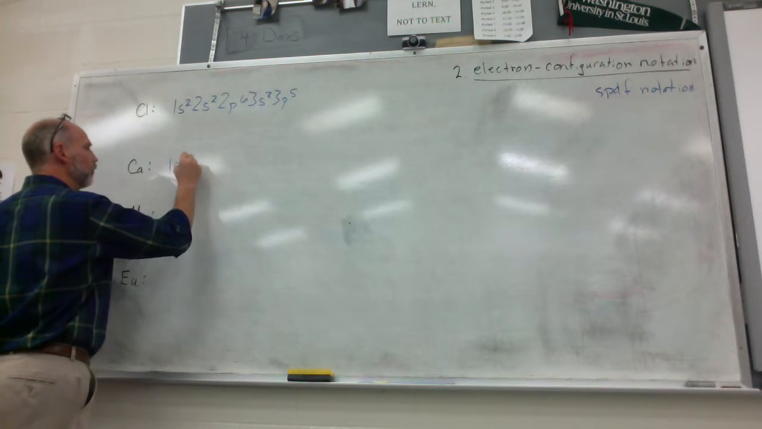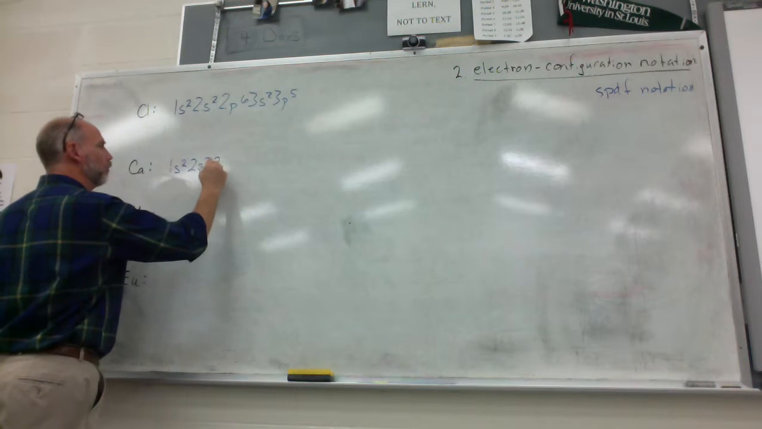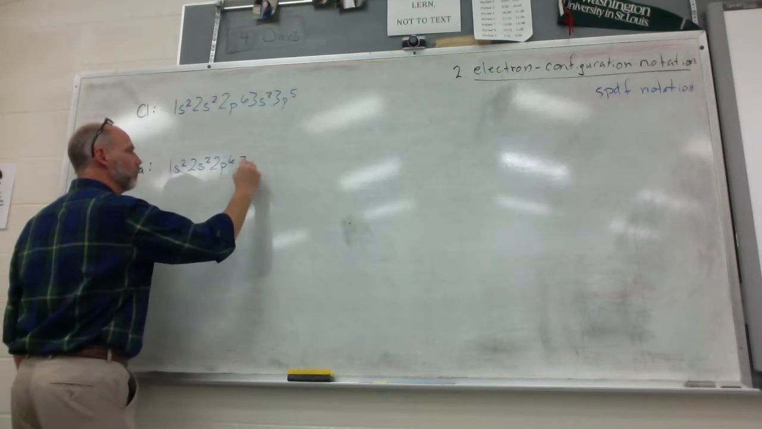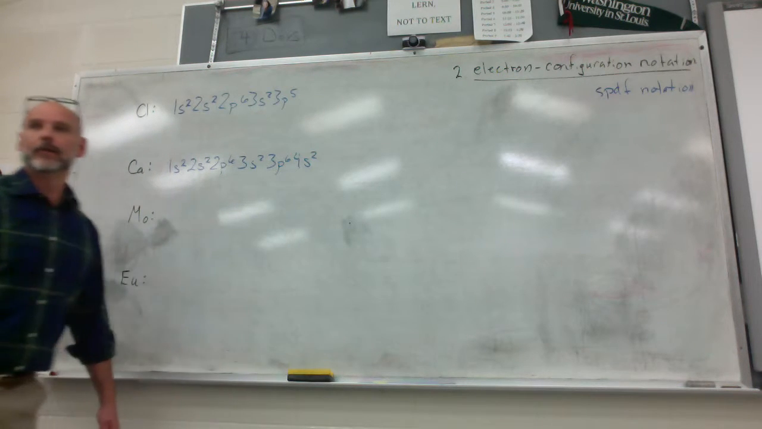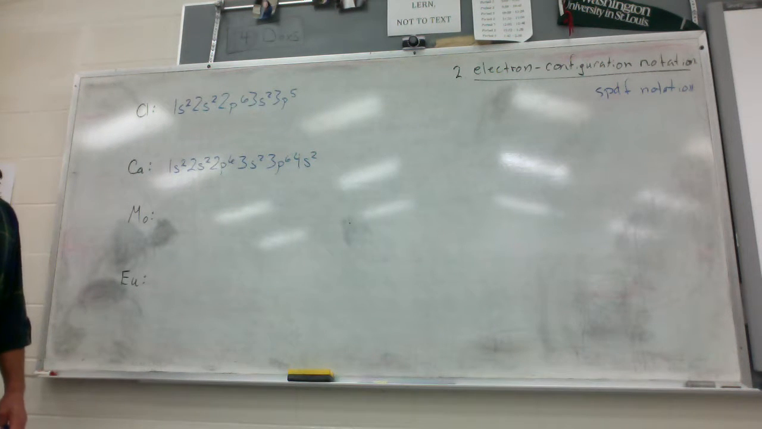1s2, 2s2, 2p6, 3s2, 3p6, 4s2. That it? Okay, great. How many valence electrons does calcium have? 2. Yeah.